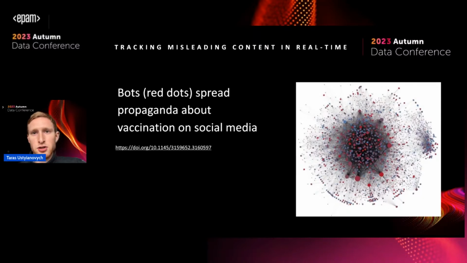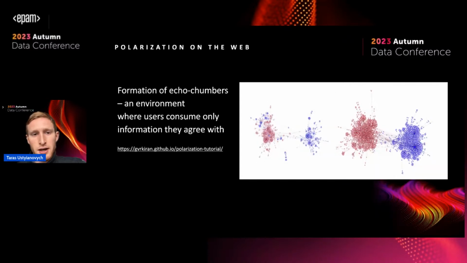So now I'm going to show you some cool examples of how propaganda and misleading content spread on the internet. So here you can see the red dots represent propaganda about vaccination and how it spreads. The network diagram basically shows it to you. Next thing is echo chambers.